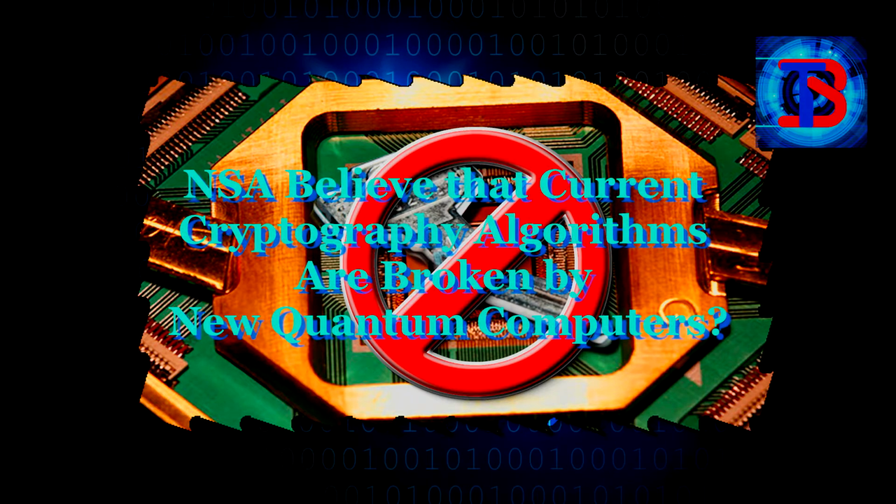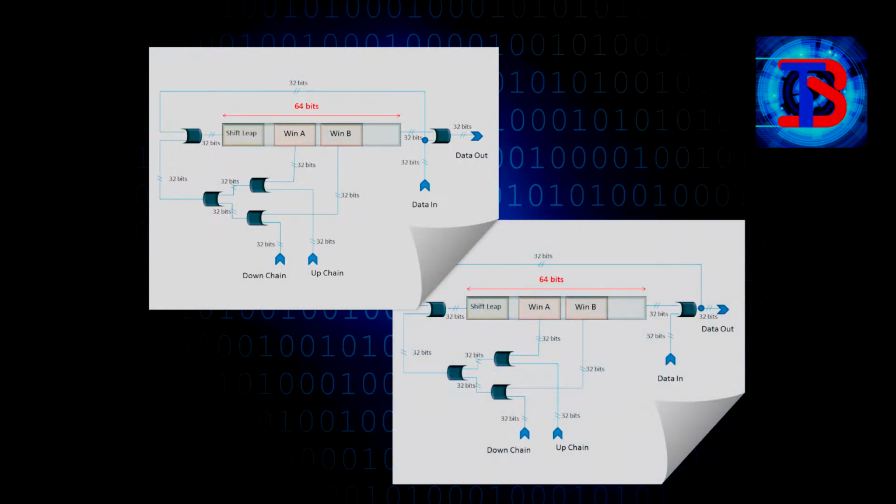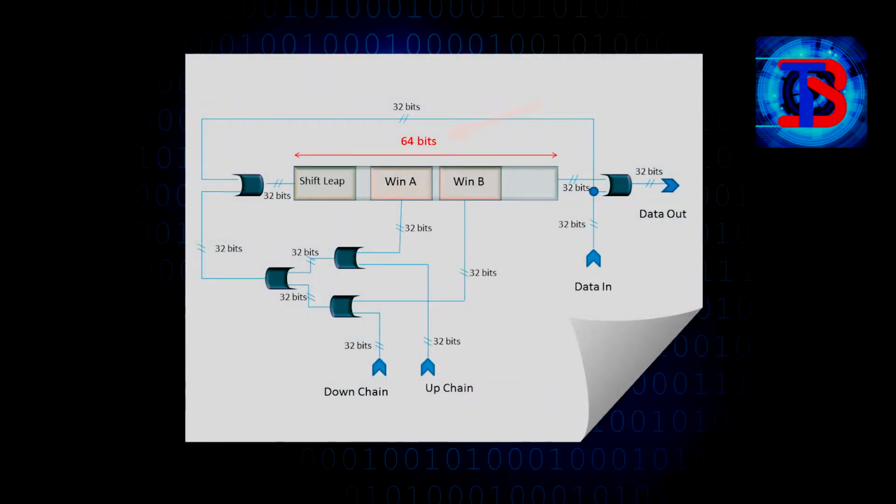NSA believes that current cryptography algorithms are broken by new quantum computers. CuaimaCrypt's heart is the shift codec and shift decodec, which are what allow the encoding and decoding of the clear data. The shift codec consists of a 64-bit shift register and 5 32-bit XOR gates. It also has two internal 32-bit windows, identified as win A and B, and a shift leap parameter which determines how many bits are going to be shifted by the register at each iteration.